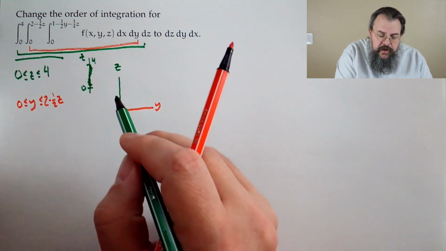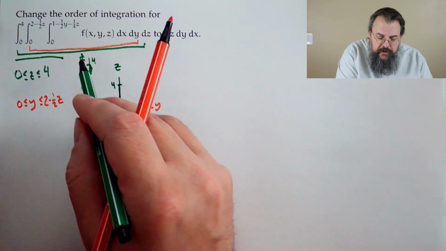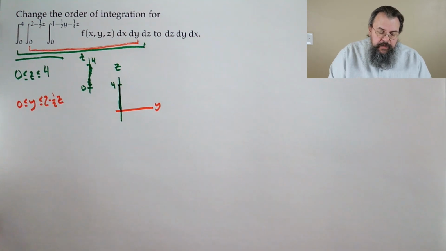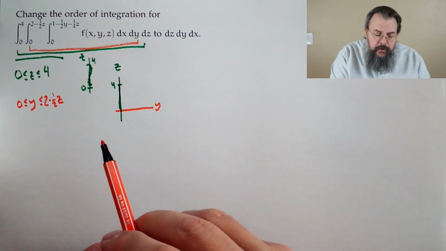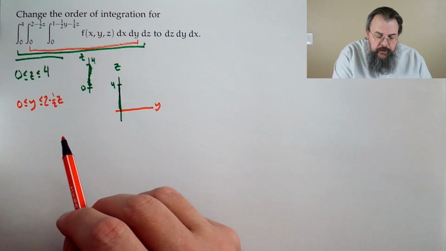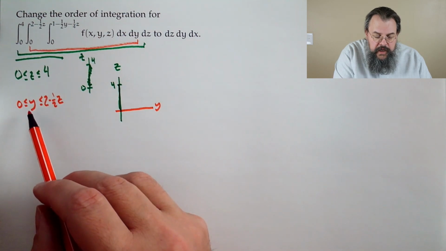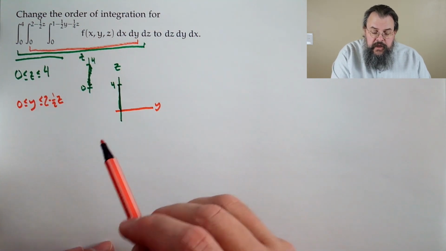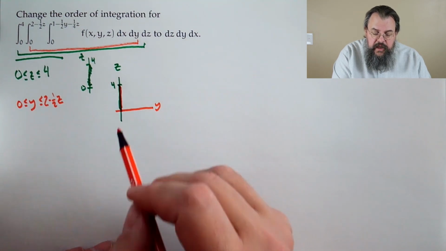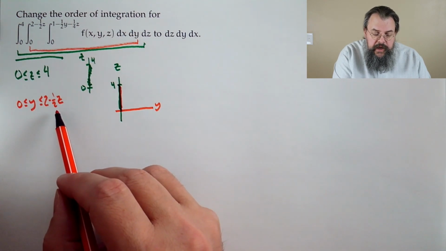Now, we know that z is going from 0 up to 4. Okay, that's what we inherit from the previous bound. And now, well, where does y go from? Well, we're going from where to where? We're going from y equals 0. Now y equals 0 is the z-axis, to the curve y equals 2 minus 1/2 z.